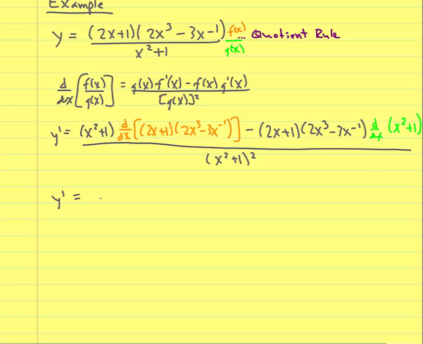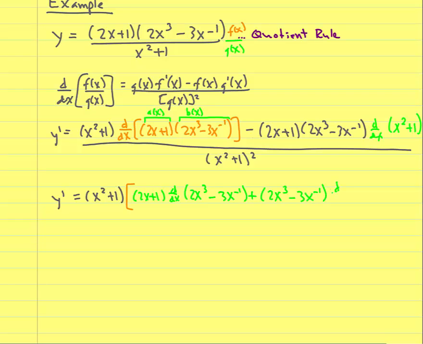Okay, so let's go ahead and have a look. Y prime equals x squared plus 1. Now, when I'm doing the derivative of this piece, I need to think about this as two functions. I have, if we want to think about it, a of x times b of x. And so when I use the product rule here, I'll have the first function times the derivative of the second function plus the second function times the derivative of the first function.